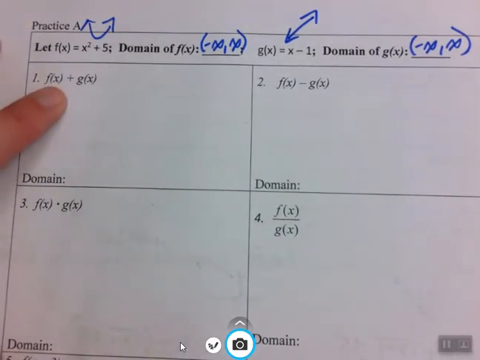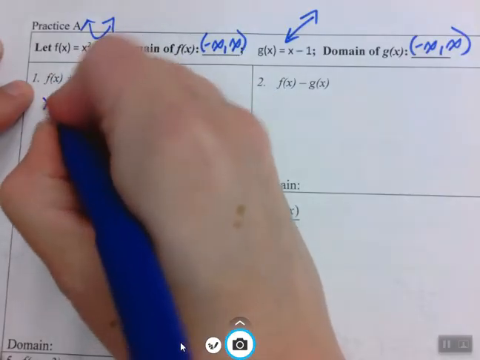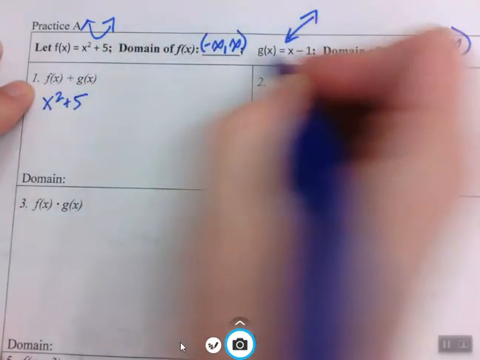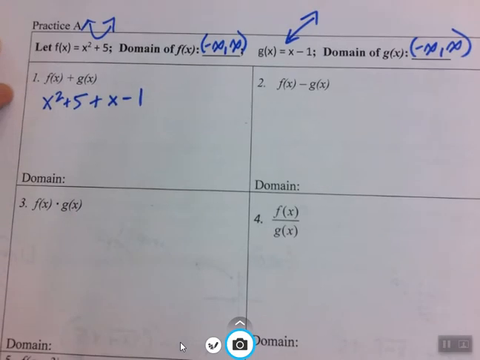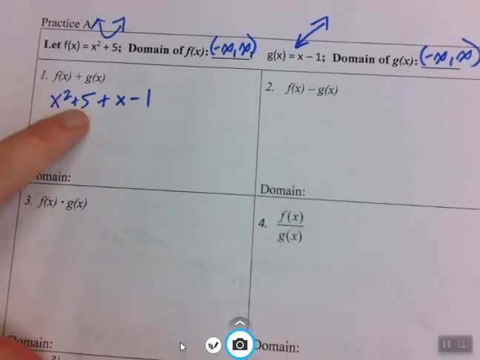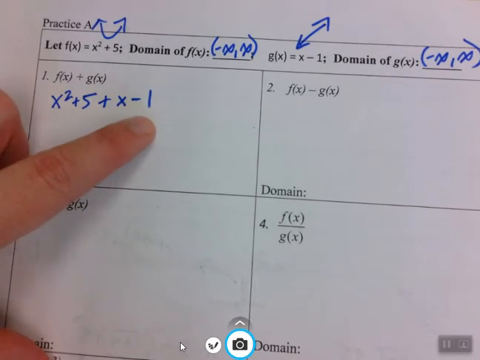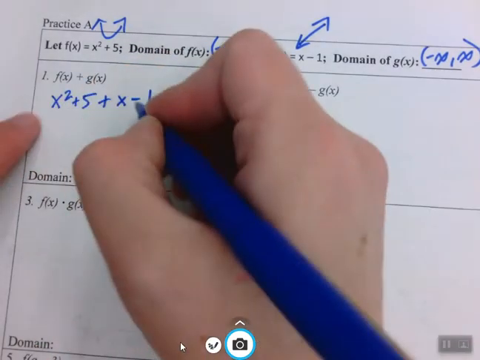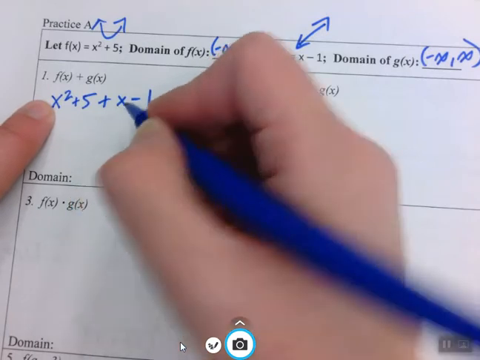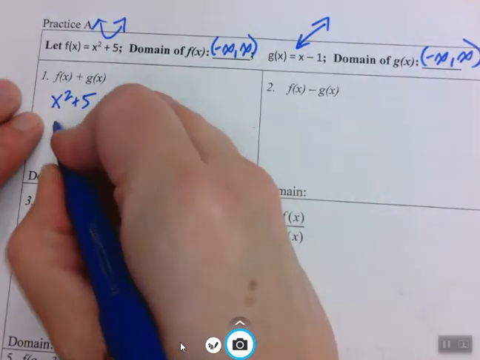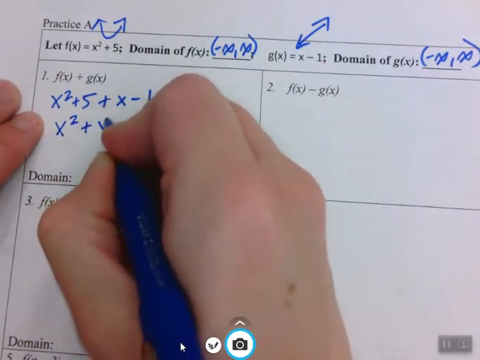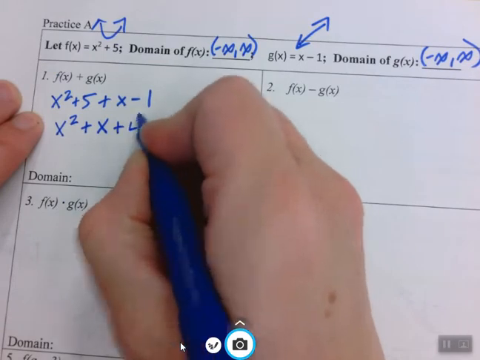So then we're going to add the functions together. X squared plus 5 plus x minus 1. And what like terms did you combine? Positive 5 and negative 1. And what'd that give you? 4. Good. A lot of people wanted to combine the x squared and x, and I know why, because in our last unit we were always multiplying those, and then they did combine. But in this unit, if we're adding them, then they don't add because they're not like terms. So that's just x squared plus x plus 4.